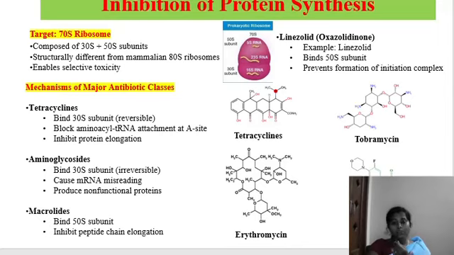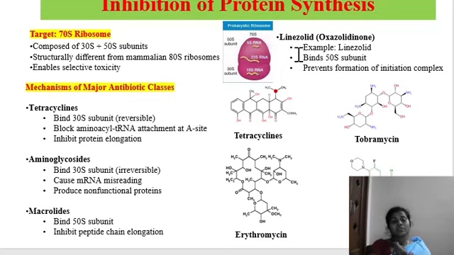Then the inhibition of protein synthesis. Bacterial proteins such as 70S ribosomes consist of 30S small subunits and 50S larger subunits. Here is the picture of the 70S ribosome. At the bottom, you have the 30S subunit, and at the top, you have the 50S subunit. The role of this 70S ribosome is to translate the mRNA. This process will enable selective toxicity.